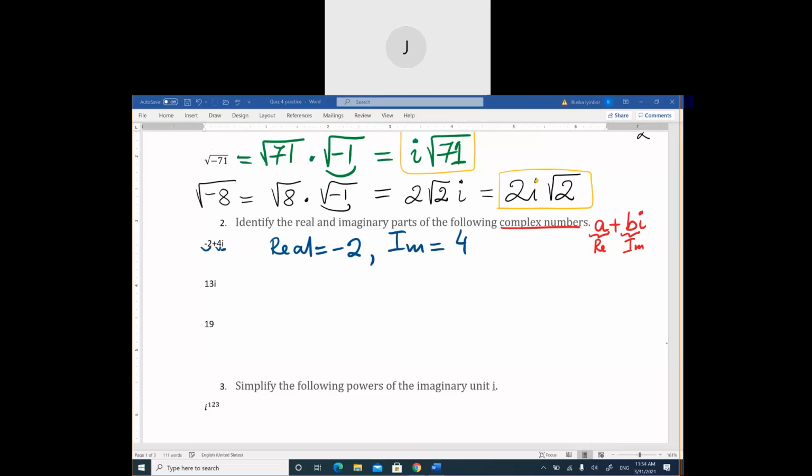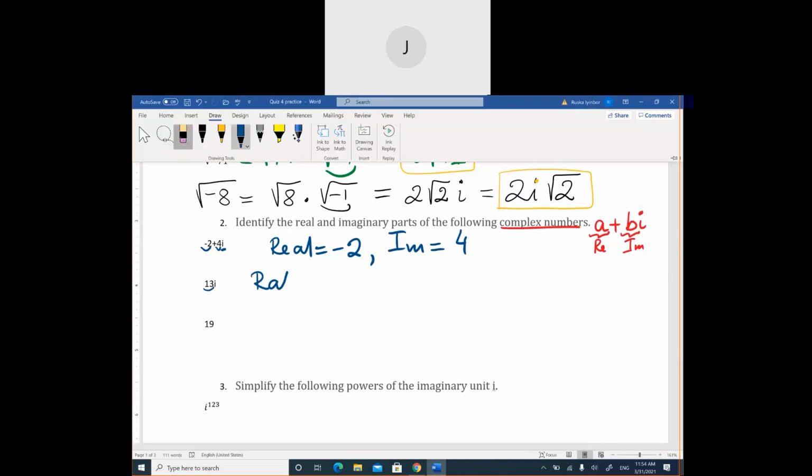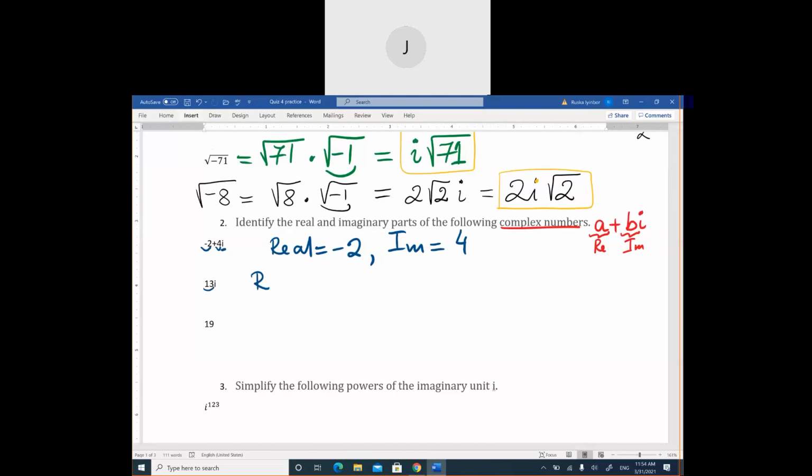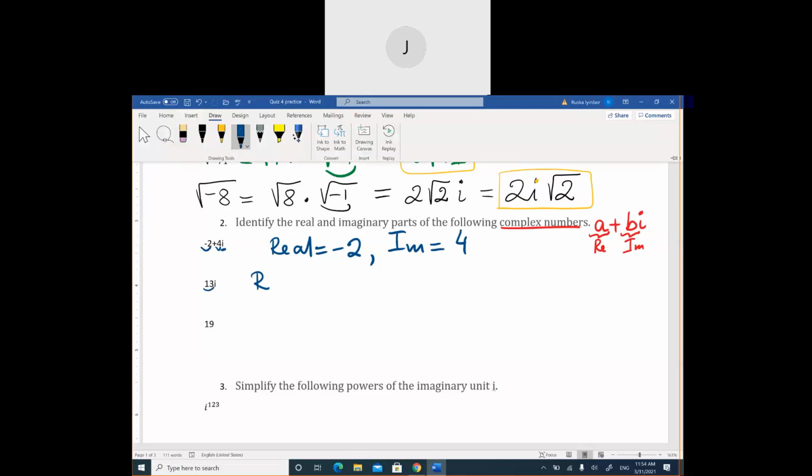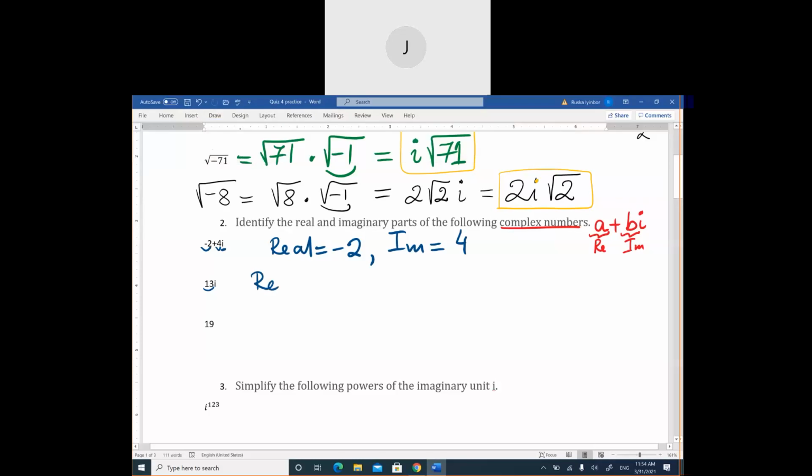Now let's go ahead and do the next one. The next one is 13i. So obviously I have an imaginary component, but I don't have a real one. What is the real component here? There is none. What is the number for none? It's 0. Real is 0. Imaginary is 13. Good job. That's it. Okay. Then the next one, we have the number 19 only.